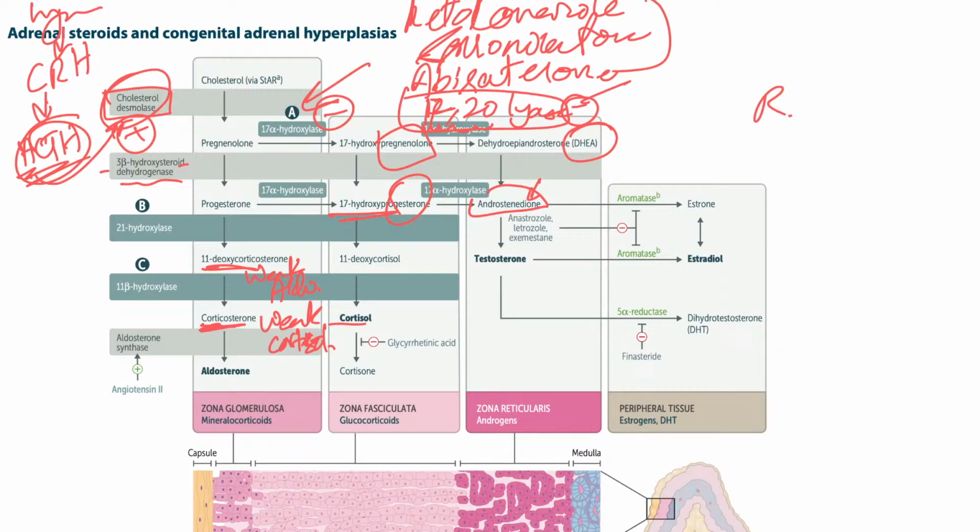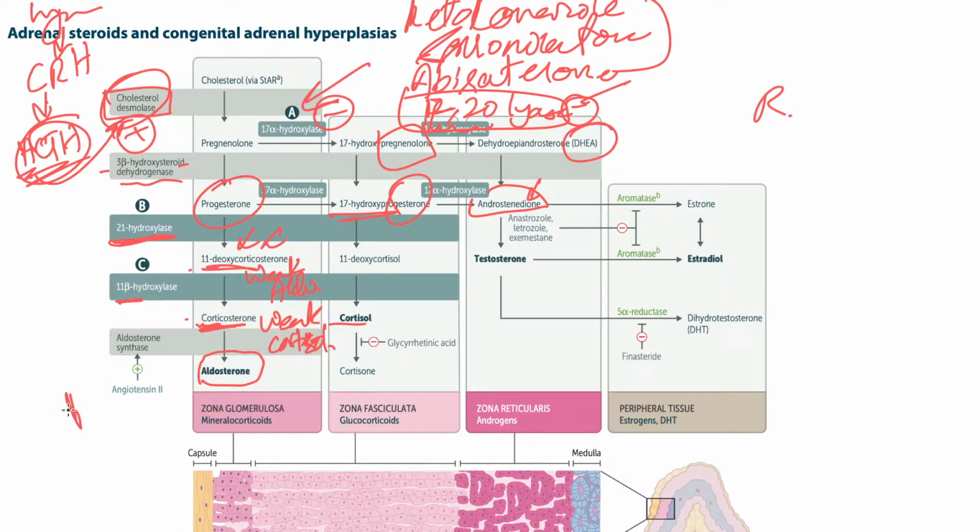Okay. And then the enzymes are important. Progesterone gets converted into deoxycorticosterone by 21 hydroxylase, and 11 beta hydroxylase will convert that into corticosterone, and corticosterone finally will make aldosterone.